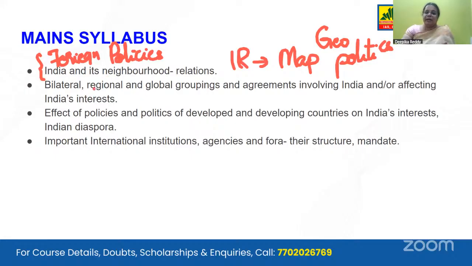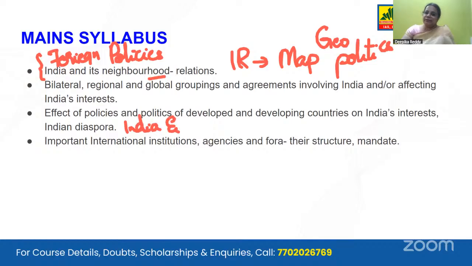Then we have bilateral, regional, and global groupings. There are about 35 important groupings, out of which 10 would be more important. You should focus more on those groups which are in news, like the G20, then the Organization of Islamic Countries and so on. They are more important. Whatever is in news, you have to know its background. Then the effect of policies and politics of developed and developing countries on India and the Indian diaspora. Basically, this is again about India and the world.